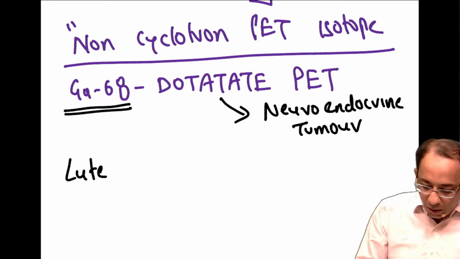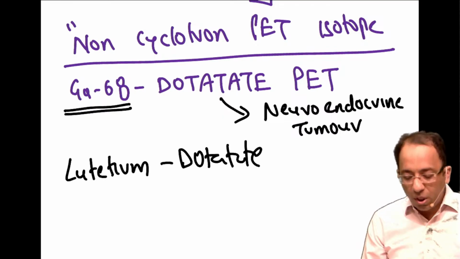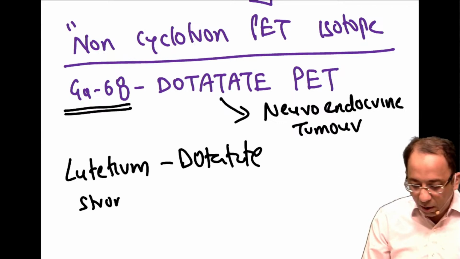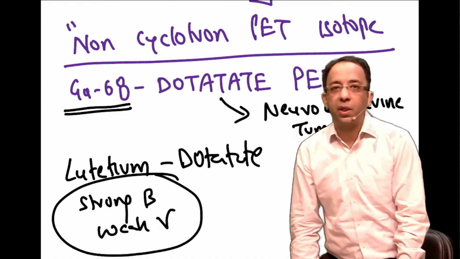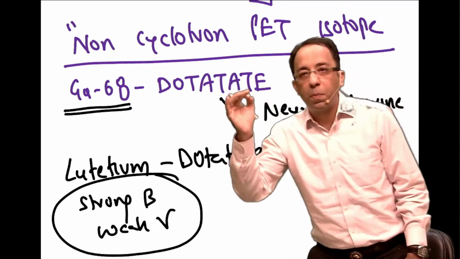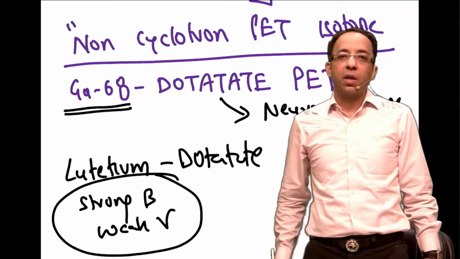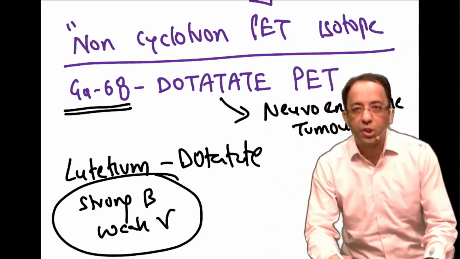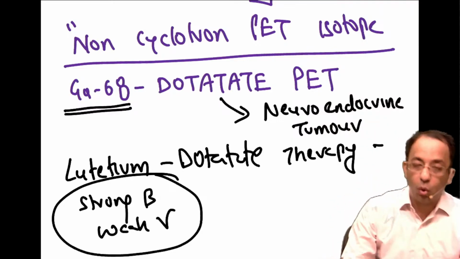Now my question to you is, if I replace this gallium with lutetium, and if I say lutetium DOTA-TAT, now this lutetium is a strong beta, weak gamma emitter. Strong beta, weak gamma emitter. Now if you have attended any of my classes, you will know if an isotope is a beta emitter, it will diagnose the tumor or kill the tumor? It will kill the tumor. So lutetium DOTA-TAT is the therapy used in neuroendocrine tumor.